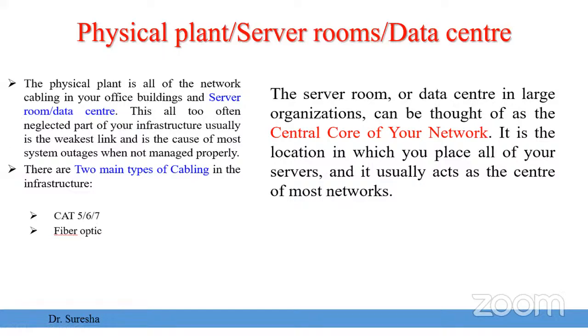Physical plant, server rooms, and data center: in any government office you need all these things. The physical plant is all the network cabling and your office server room. In the office in which you are located, you should have this type of cabling. And for the data center, it all depends on how much data you are going to accumulate in due course of time. Depending upon that, you plan, then you can go for a server, and that itself will become the data center.